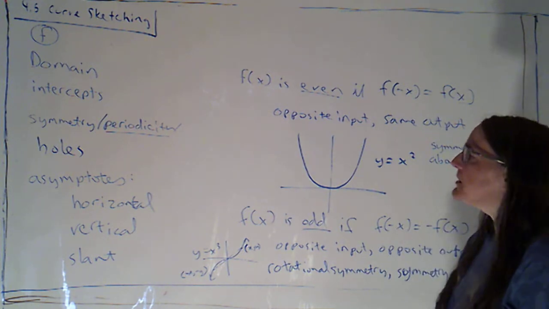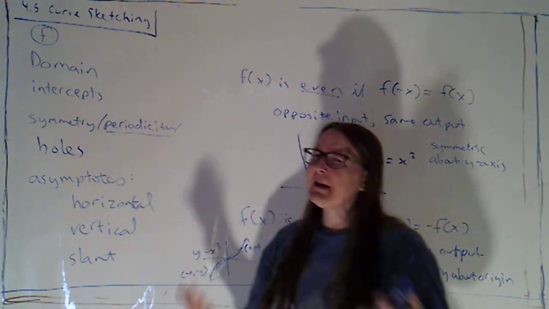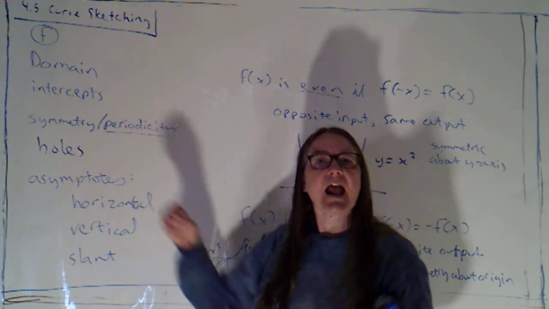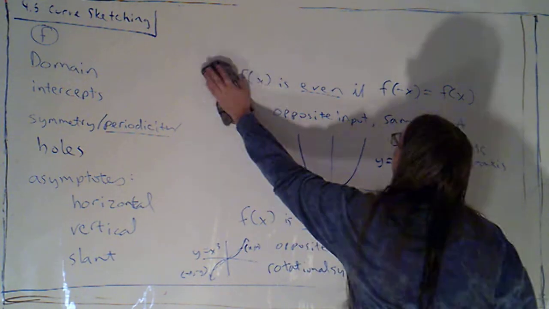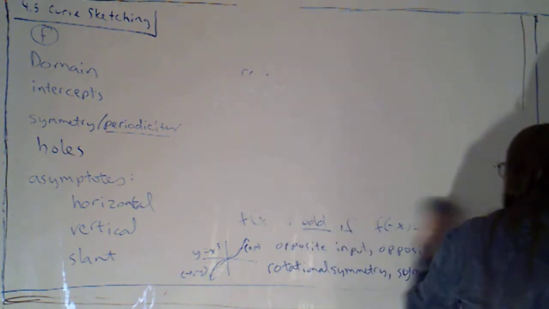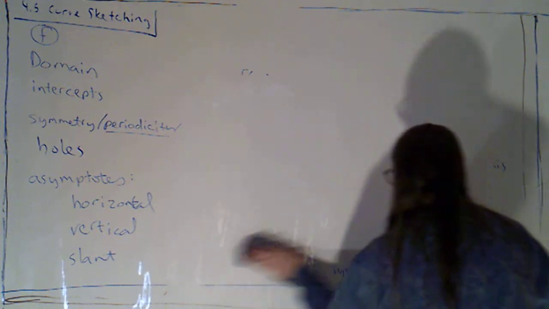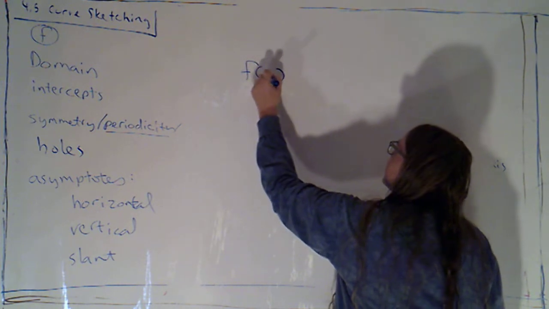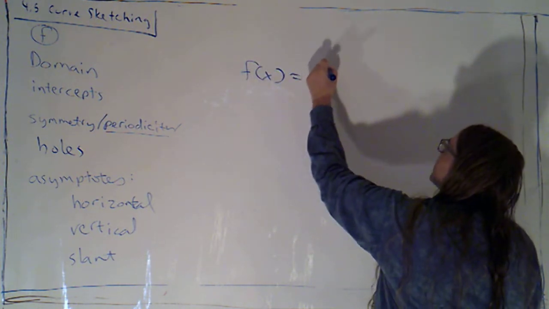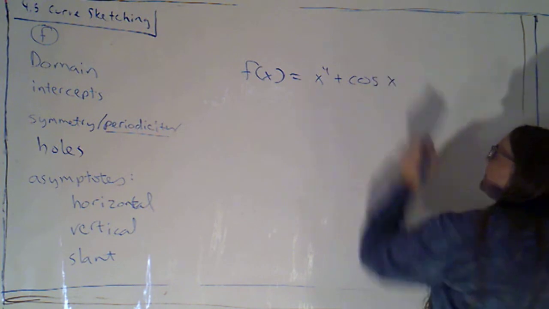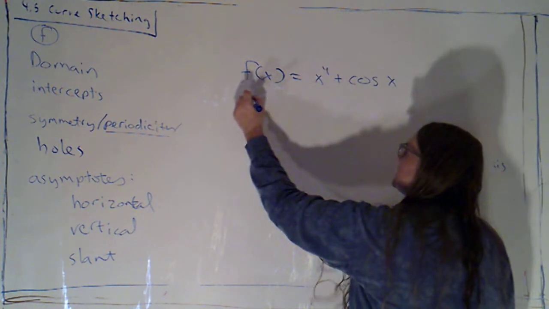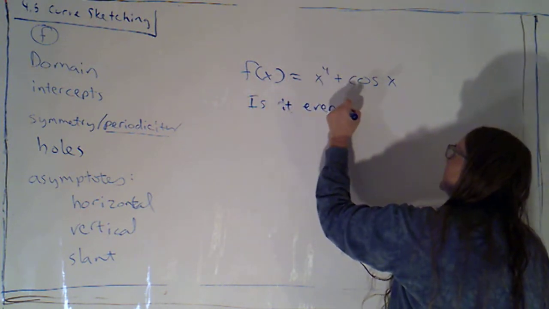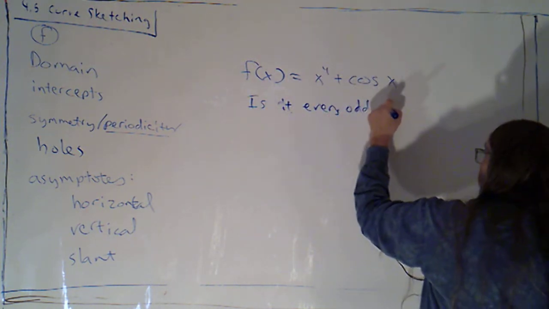Okay. Now there are a lot of functions we're going to work with that pretty clearly don't have any sort of symmetry. So again, read the directions for whether you're asked to check for this or not. But let's suppose that we were asked to check for symmetry. So let's say I had f of x equals x to the fourth plus cosine of x. And I'm asked, is this even, odd, or neither?